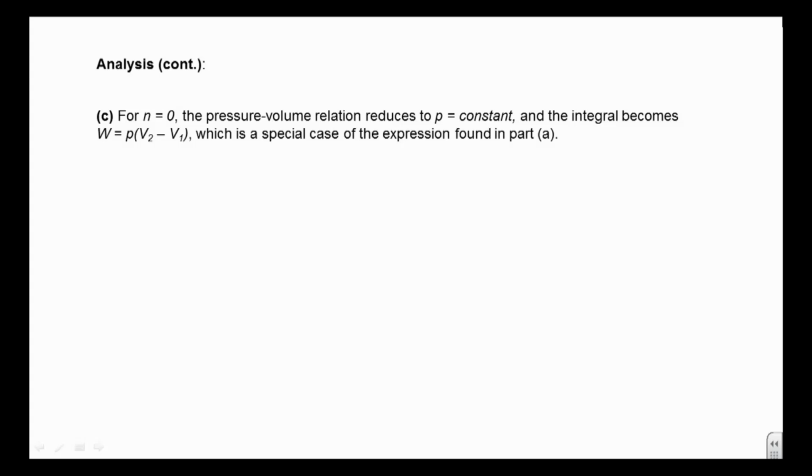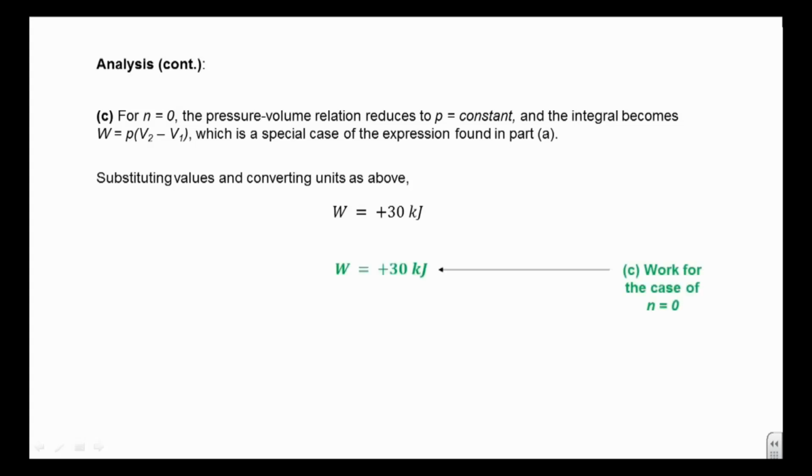For scenario C, for n is equal to 0, the pressure-volume relation reduces to P is equal to a constant, and the integral becomes W is equal to P times V2 minus V1, which is a special case of the expression found in part A. Substituting the numerical values and converting units as was done before yields the following value. W is equal to plus 30 kilojoules, which is the answer we were seeking for scenario C for n is equal to 0.